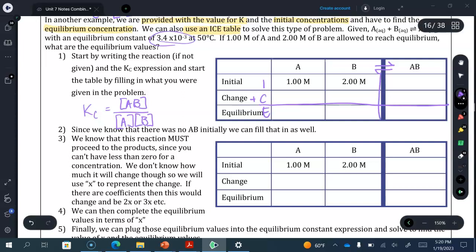And then I draw a double line underneath the arrow and single lines between all the reactants and products. The double line separates my reactants from my products, and the single line separates species on the same side. Since we know that AB, the product, isn't there initially, we can say that's 0.